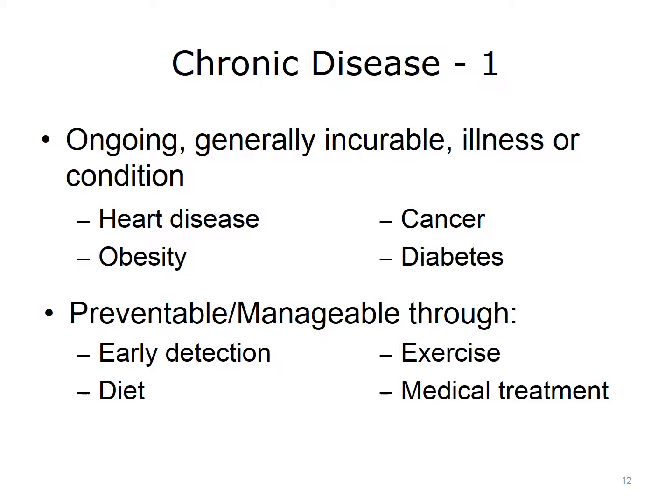Care and treatment of individuals with chronic disease constitutes a large portion of the expenditures on healthcare in the U.S. Chronic diseases are ongoing, generally incurable illnesses or conditions such as heart disease, obesity, cancer, and diabetes. These diseases are often preventable and frequently manageable through early detection, improved diet, exercise, and medical treatment.